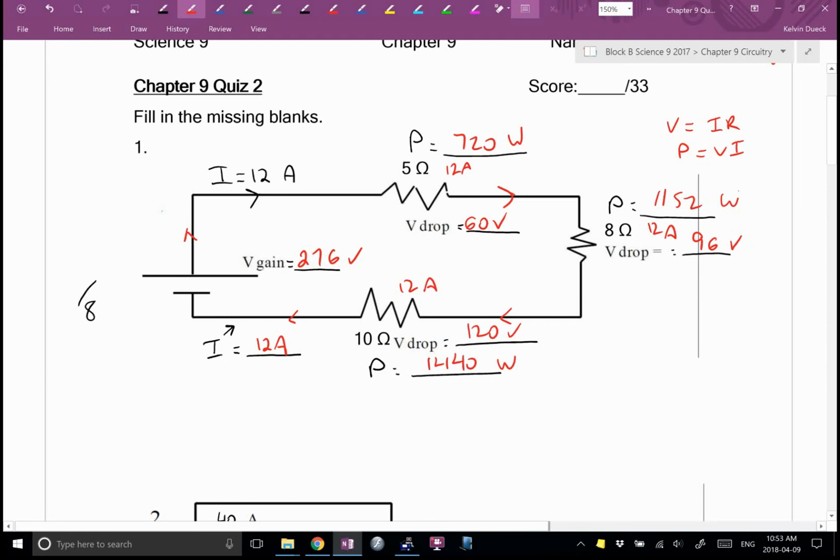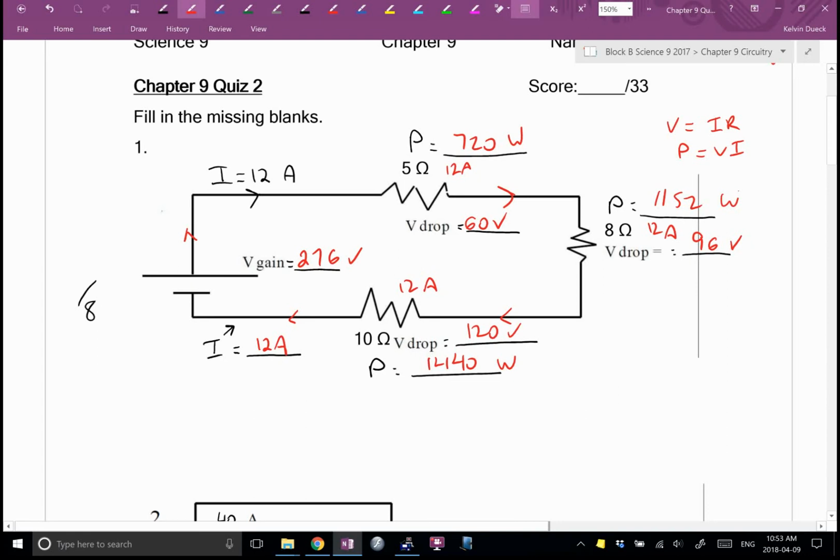So 8 marks for that, 1 mark for each blank. Now the only problem with this, unfortunately, is if, for example, you got this wrong. Well, that would have dominoed into getting that wrong. It would have cost you 2 marks, but that's okay.